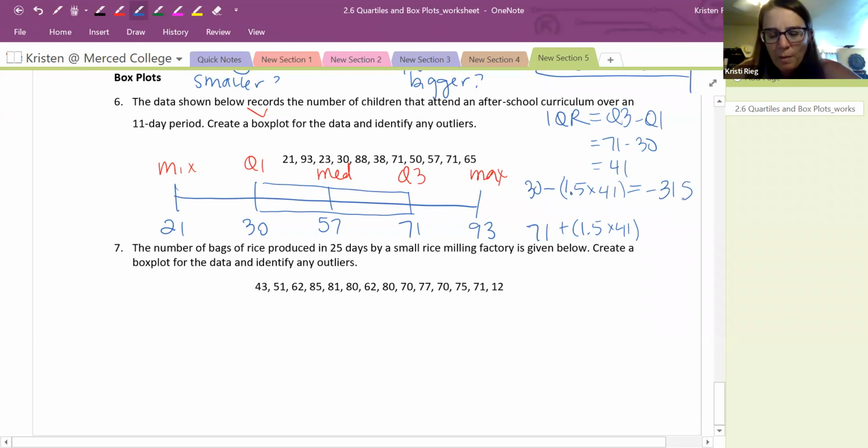That's okay. And then doing this again, instead of 30, we have 71 plus 1.5 times 41, and I get 132.5. Yikes, that's huge. Who cares? It doesn't matter. I'm just making observations because I know my smallest number is 21. There's nothing negative, so there are no outliers on the small side. And I know the maximum is 93, so there's nothing bigger than 132. So there's no outliers.